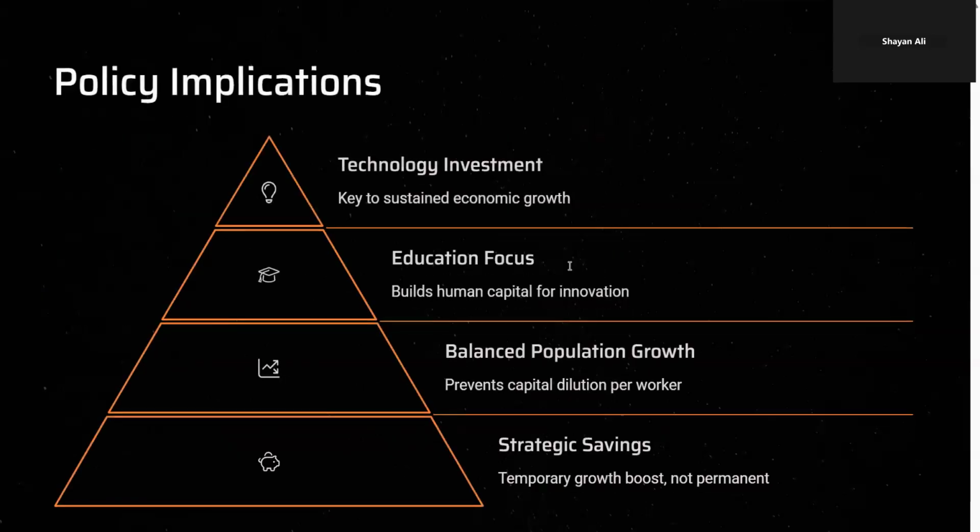Now, policy implications. So what does the model suggest? What should countries basically do? Invest in technology. That's the only way to push past the steady state and keep growing. Focus on education, because smarter workers are more productive and drive innovation. Manage population growth. Too much growth can spread capital too thin.